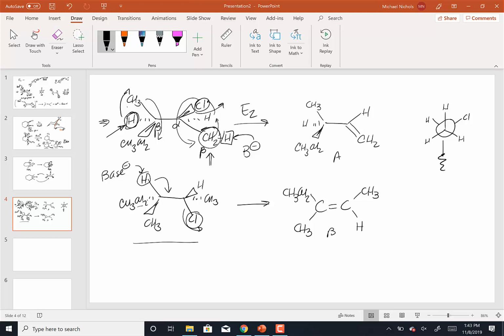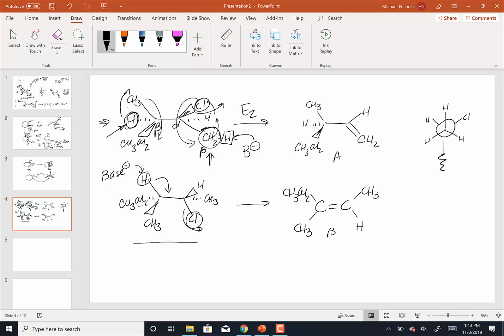Okay. So now the question is, for this reaction, I can form either A or B. Which one am I going to form? It depends. Well, that's not a very helpful answer. But it depends on what? On the base that I use.